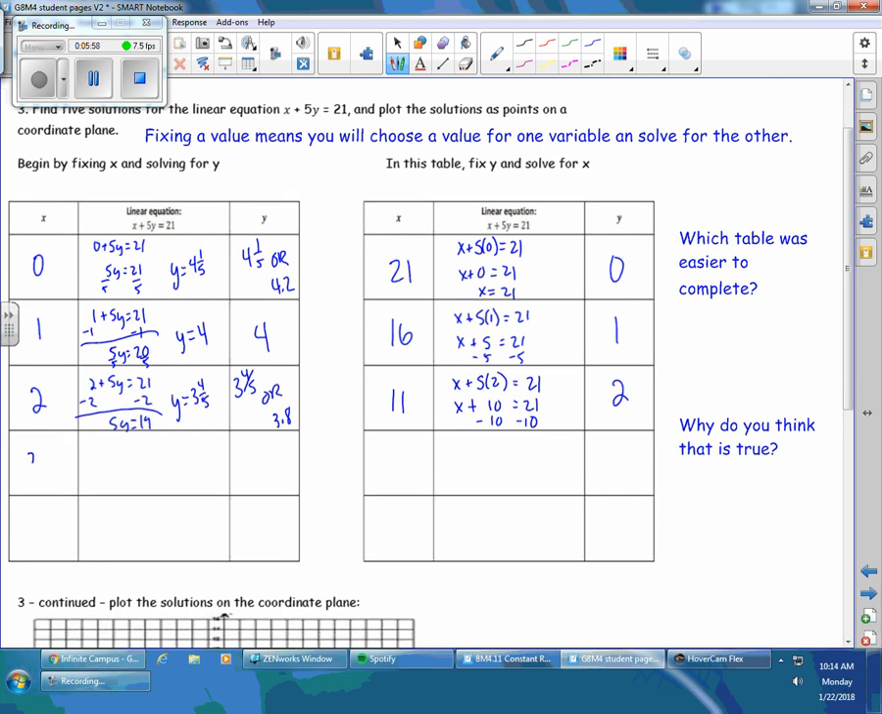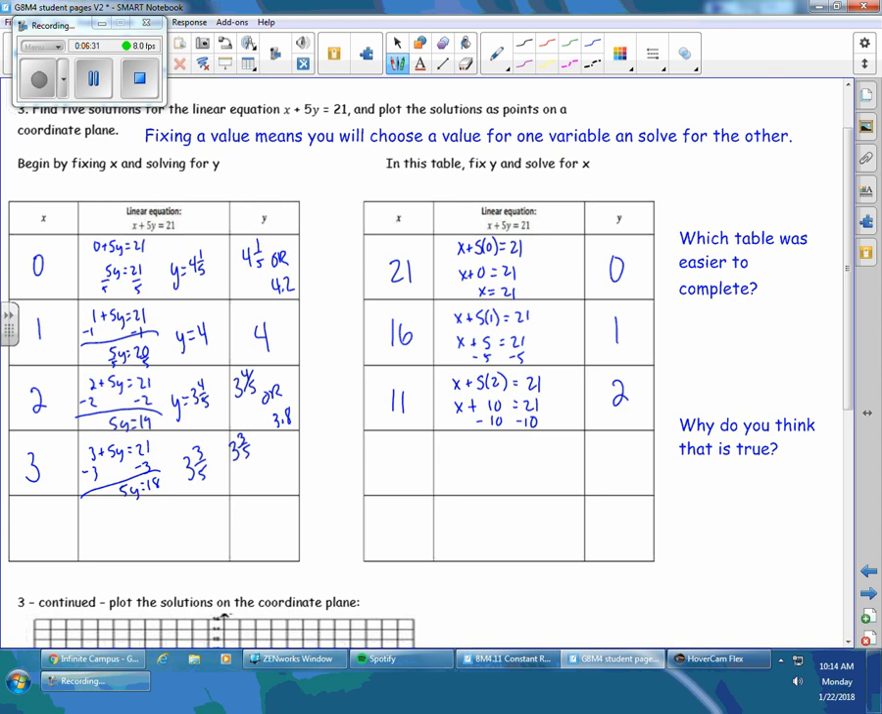So if this is a 3, 3 plus 5y equals 21. So I'm going to subtract 3 from both sides, and 5y is going to equal 18. Divide both sides by 5. And again, I know 3 times 5 is 15, so 15 is 3 away from 18, so that'll be 3 3/5. Now I do see a pattern here.